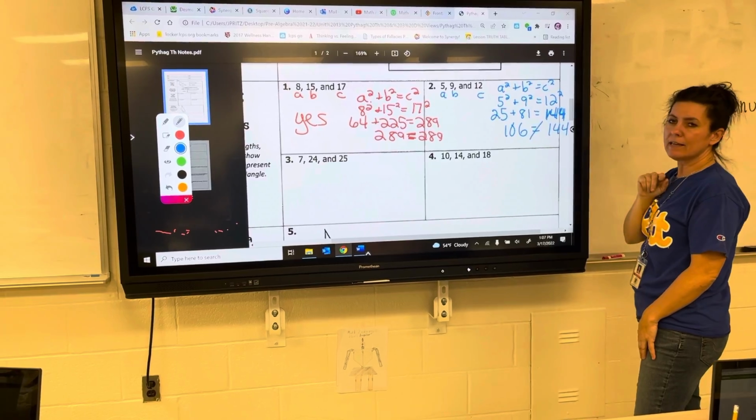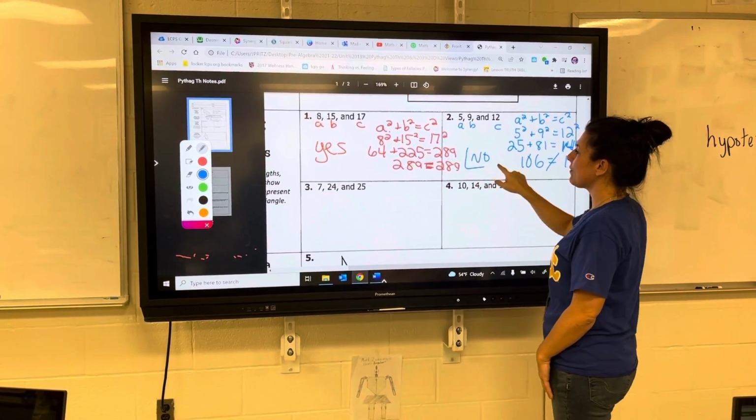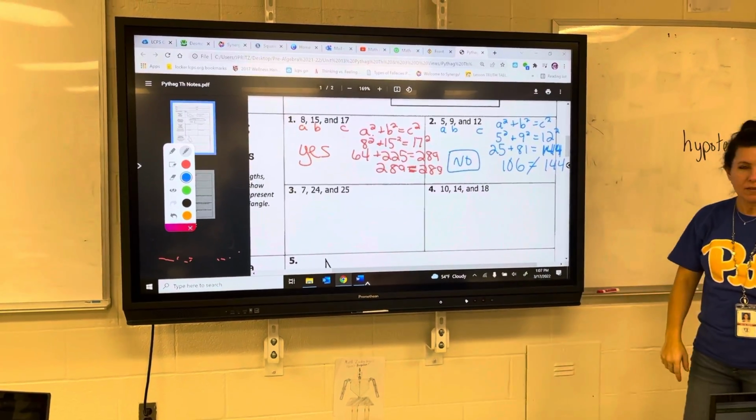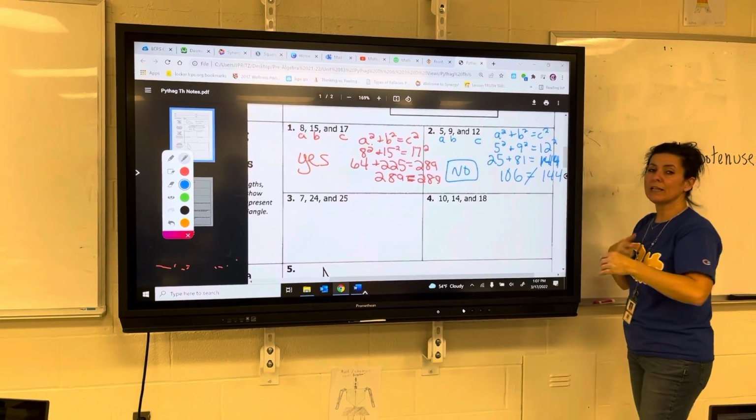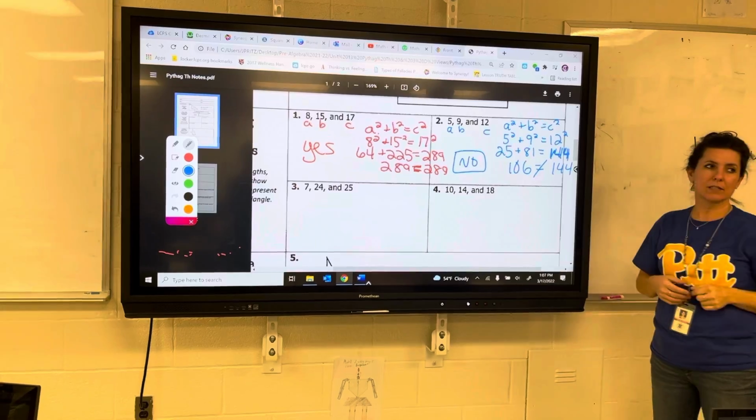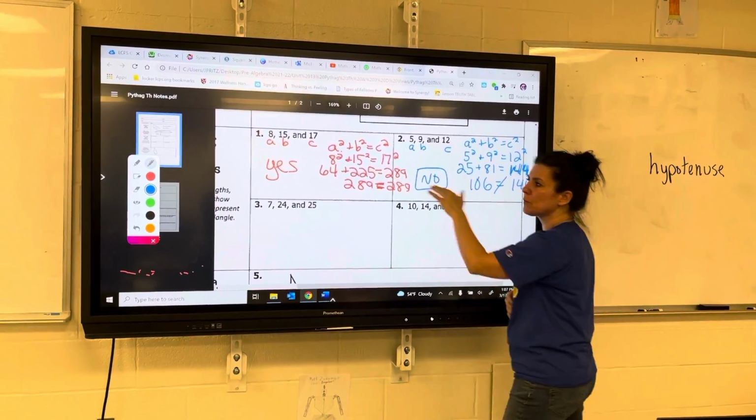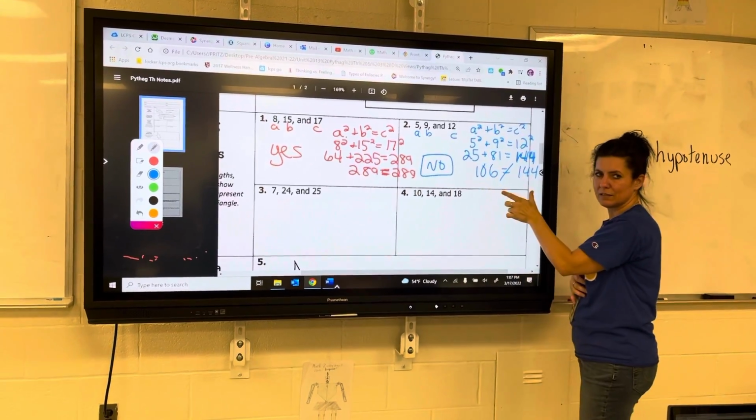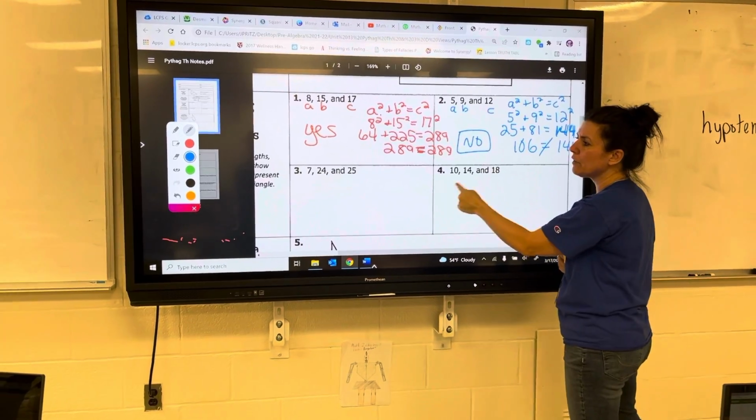That is not equal. This is not a right triangle because the Pythagorean theorem does not work. This is what I'm talking about when I say it does not work. It means that when I plug in the A and the B, we square it and add it together, it is not equal to the C side. So this is not a right triangle. Do you see the difference between when it is and when it isn't? Does that make sense? Okay, go ahead and do 3 and 4 for me.